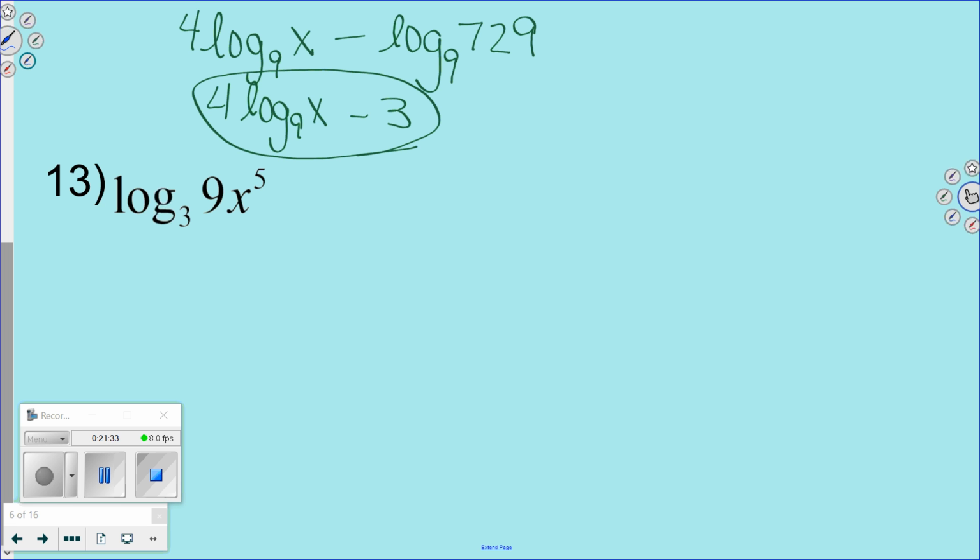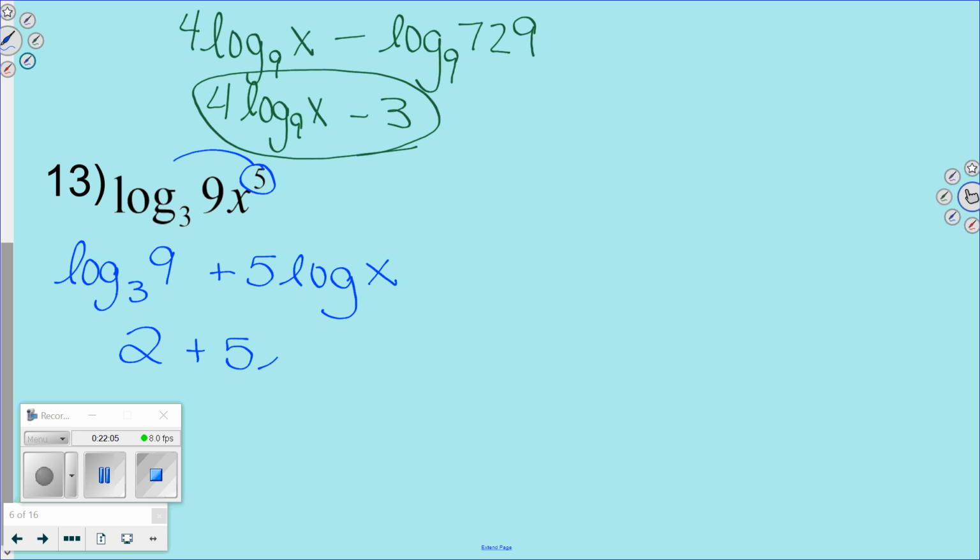Go ahead and do 13 on your own. All right, so you should have written the word log 2 times. So you would have log base 3 of 9. These are being multiplied, so it would be a plus. Exponent goes out in front, so 5 log of x, okay? And then do either of those simplify? Yeah, the first one's asking 3 to what power is 9? And that's 2. So 2 plus 5 log of x.